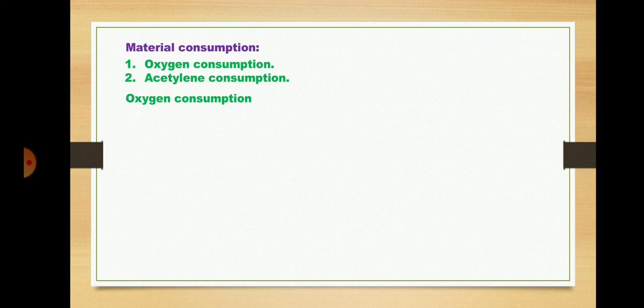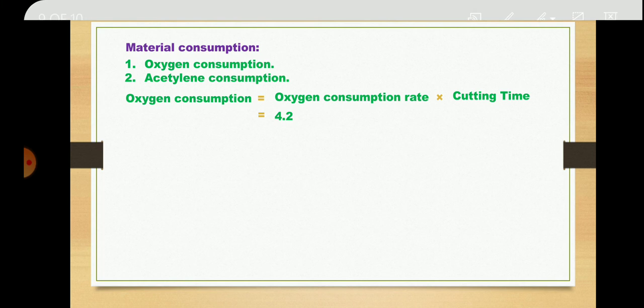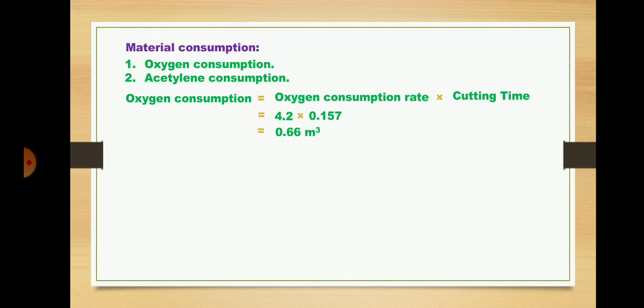Now move on to our material consumption. We have two types of material consumption, oxygen and acetylene. First start with oxygen consumption. Oxygen consumption is equal to oxygen consumption rate into cutting time. The oxygen consumption rate is 4.2 into cutting time 0.157, so it is equal to 0.66 meter cube. This is our second answer.